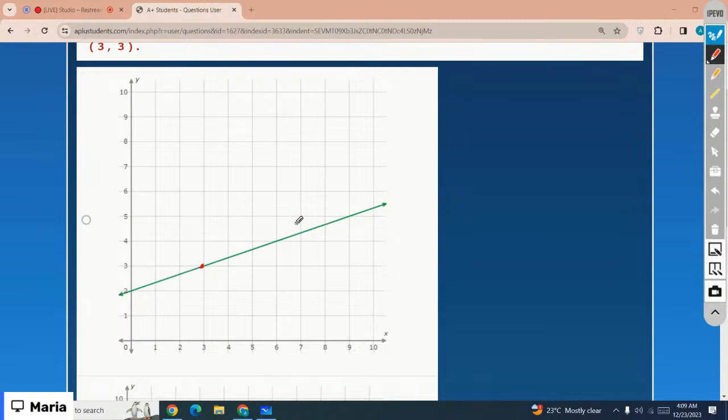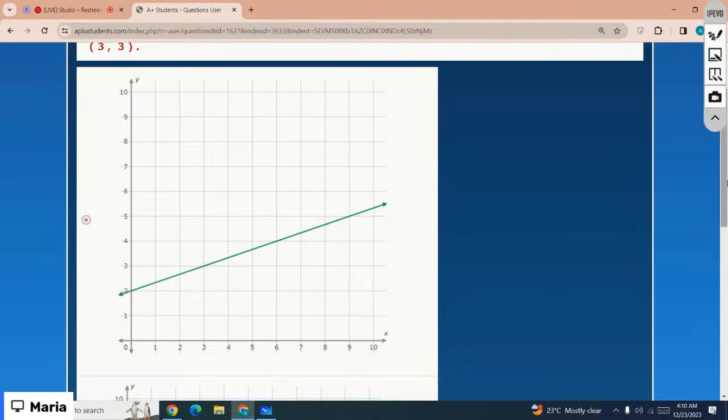And you can see the slope you are given is 1 over 3. Here is the change in y, 1. And here is the change in x, 3. Right? That means that is 1 over 3. Got it? So option number 1 is the correct option.